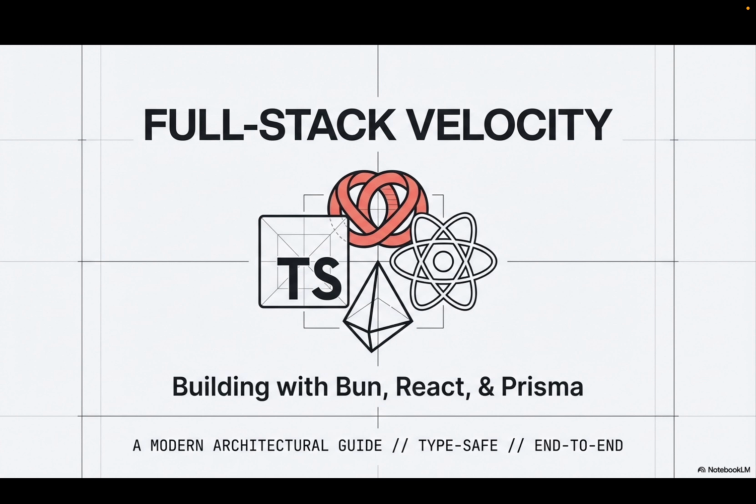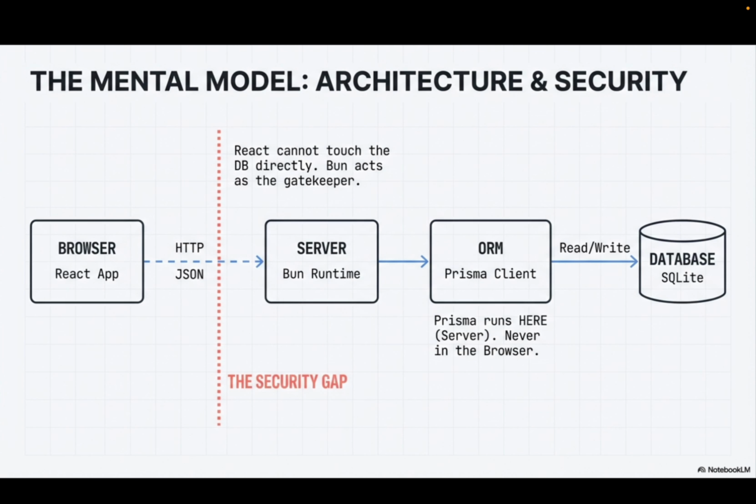So the mental model that we want to have before we even start is the following. The browser cannot access our database directly, which is important. It cannot safely run Prisma, and it cannot access local files. So our structure is going to be very simple.